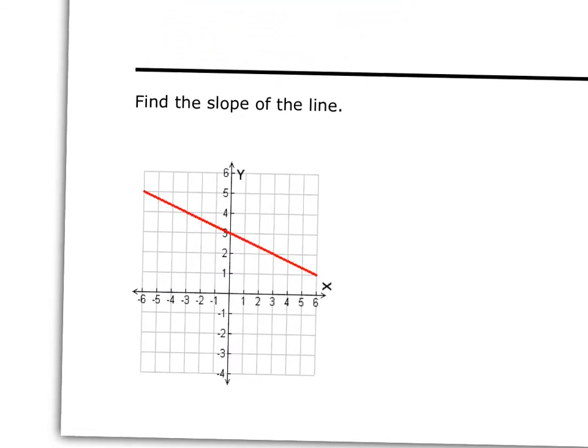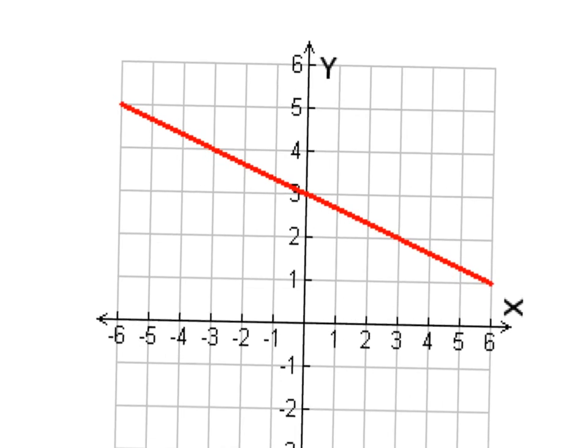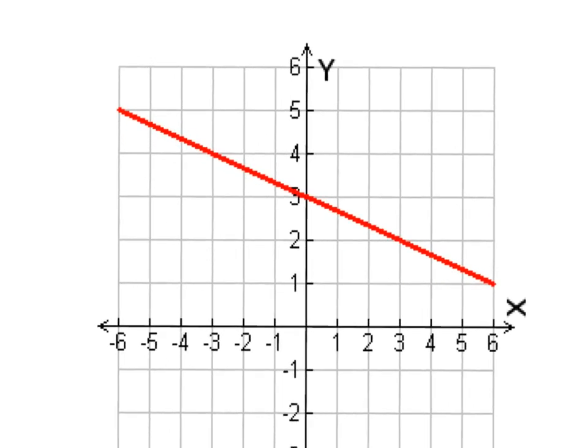Okay, and we want to find the slope of the line. The way you want to do this is go ahead and identify two ordered pairs that land exactly on the line. Okay, so I'm going to choose two for you. I want you to choose this point up here, and I want you to choose 3, 2, this point right here. Okay, and we're going to go ahead and find the slope of the line. I'm going to do rise over run.